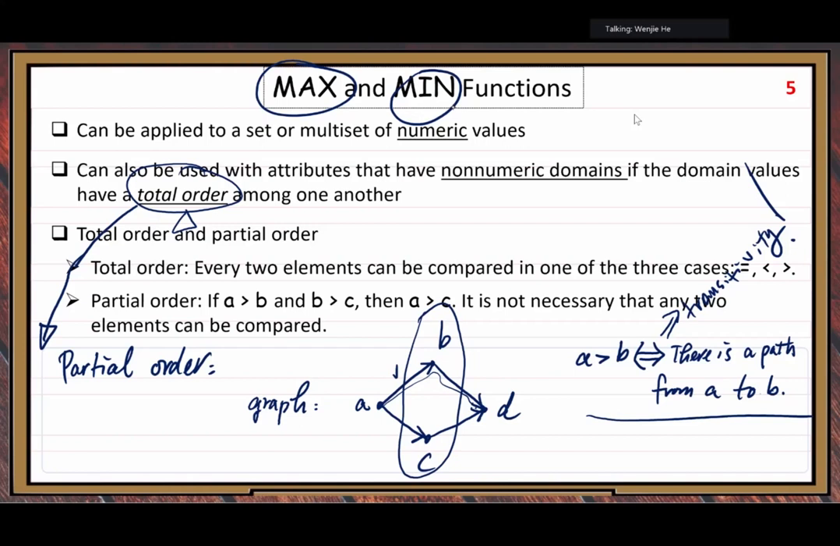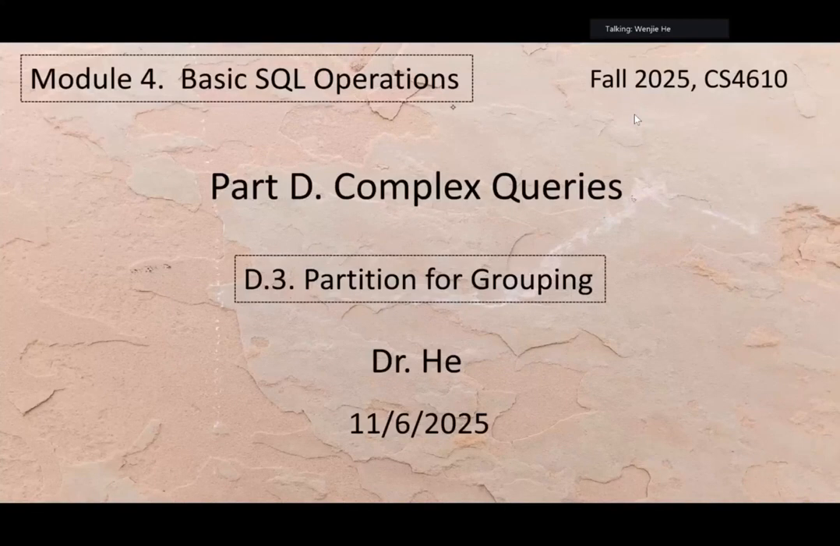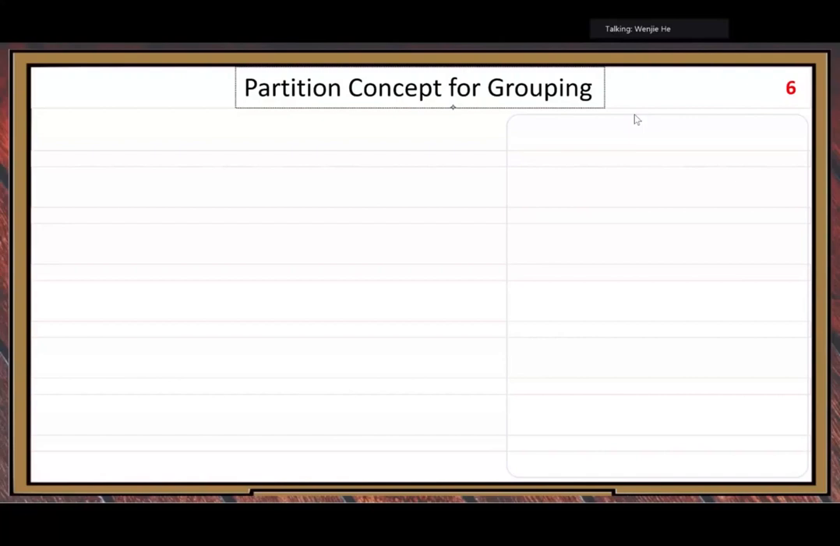Next, partition for grouping. Now we need to see some examples on the grouping concept, how to define subgroups. Very simple, very natural, but I need to describe the special way. Partition concept for grouping.